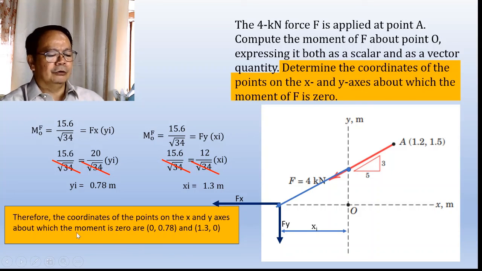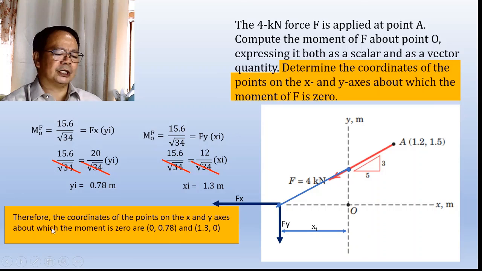Therefore, yung coordinates of the points on the x and y axis about which the moment is 0 are the following. The first is (0, 0.78), ito yon. While the other one is (1.30, 0), which is this point.